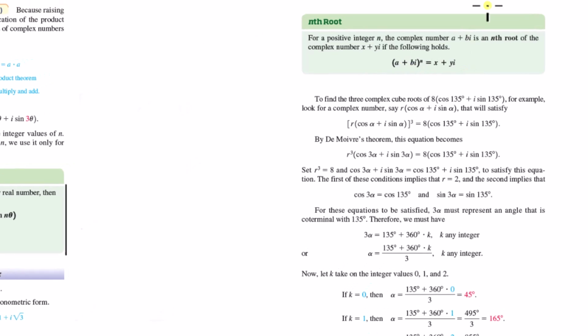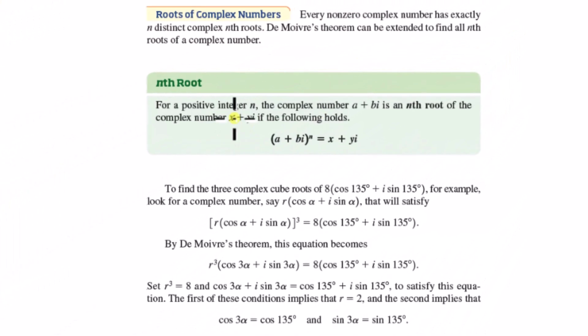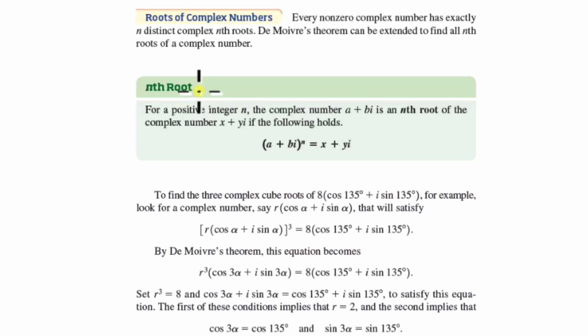Okay, so right now all we're talking about is what are all the nth roots of any complex number. We're going to use De Moivre's theorem to answer this question. So, what is an nth root? For a positive integer n, the complex number a plus bi is an nth root of the complex number x plus yi if the following holds. So they're just stating the idea of what a root is from a complex number standpoint.